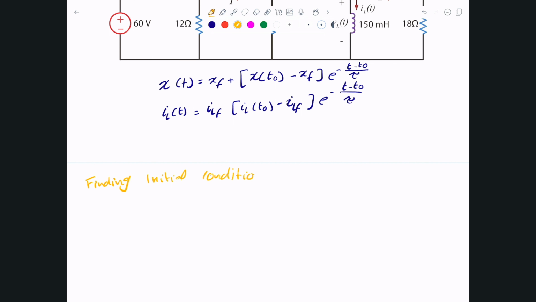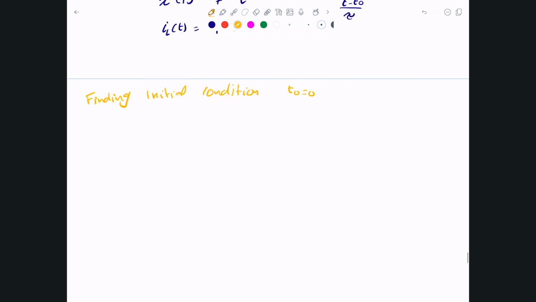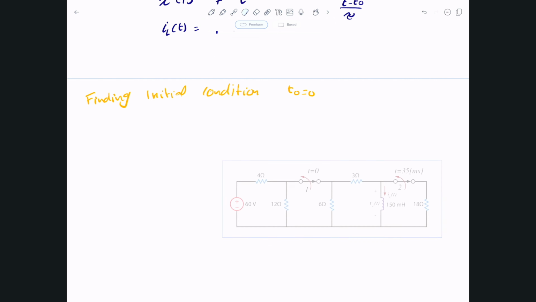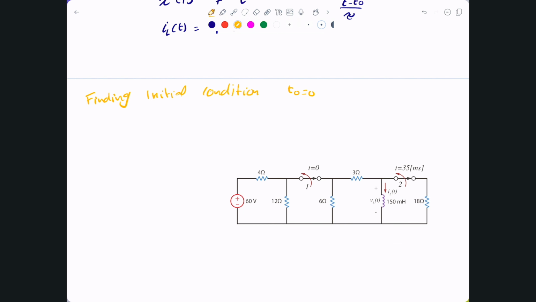Condition at exactly t0 equals 0. And what I will do is initially take a look at that circuit right before switching. So I'll look at it at t0 equals 0 minus. Of course, in that particular case, the switches have been closed for a very long time.